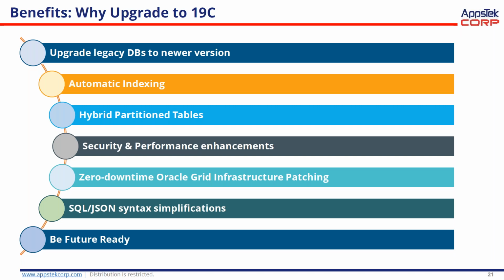I have already covered automatic indexing. We spent a lot of time on it, and we already know that Oracle ran automatic indexing on the NetSuite workload and it showed us the benefits. Then hybrid partitioned tables, security and performance, a lot of new features from the security perspective they have introduced, and zero downtime Oracle Grid Infrastructure patching, which is a new feature that Oracle has introduced.